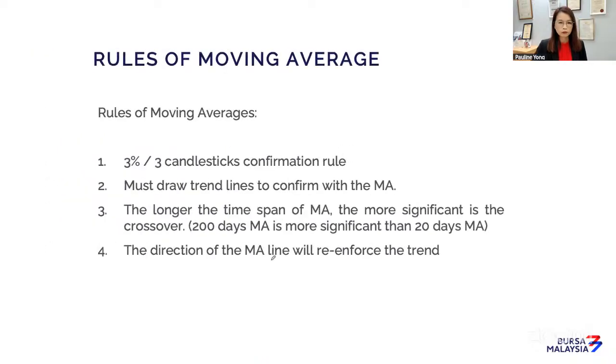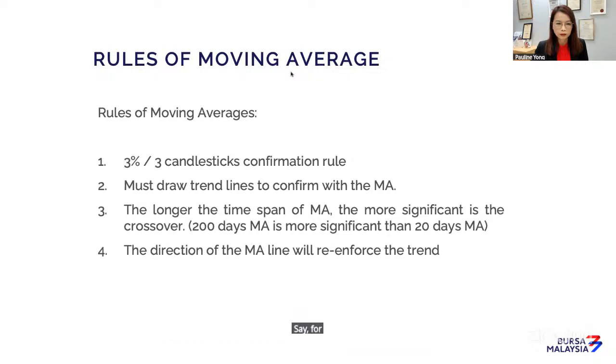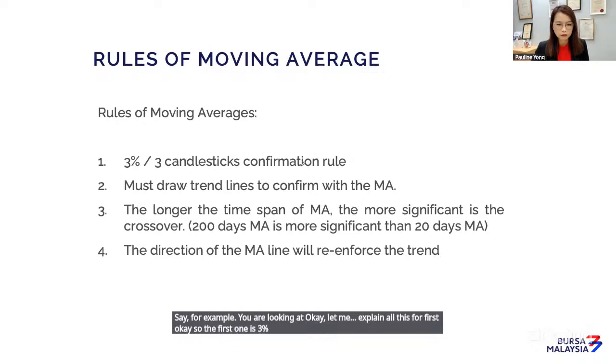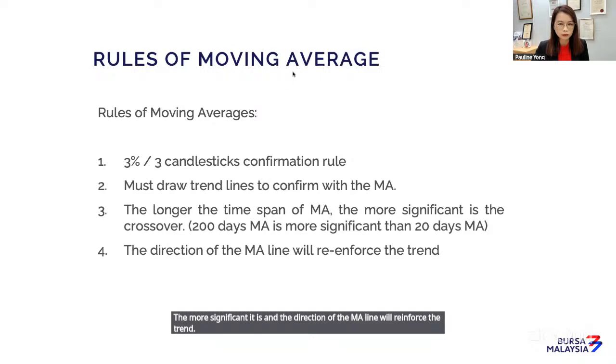Okay, some rules of the moving average. Basically you have the 3% or 3 candlesticks confirmation rule. Let me explain all these four first. The first one is the 3% or 3 candlestick confirmation rule. The next one is you need to draw a trend line to confirm it. And then the longer the time span of the moving average, the more significant it is. And the direction of the MA line will reinforce the trend. Okay, these four. So let's go to the chart.